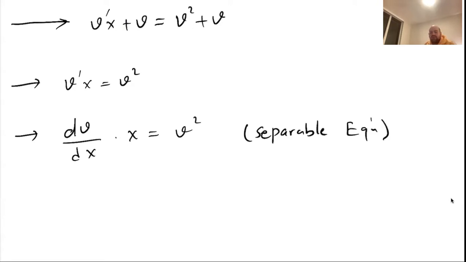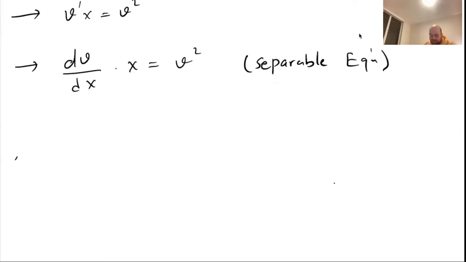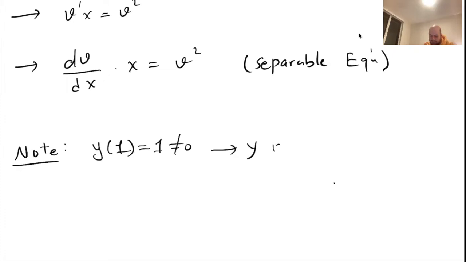And if you want to divide by v squared, we have to be sure that v is non-zero. Can we say that v is non-zero here? We can say that v is non-zero. Note that y of 1 is 1, which is not 0. So that means y is not the constant function 0.